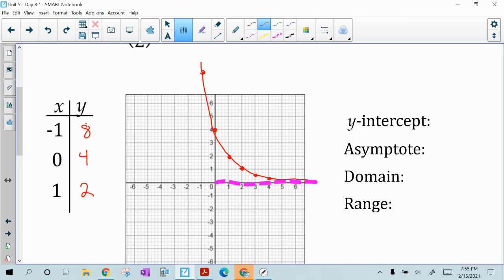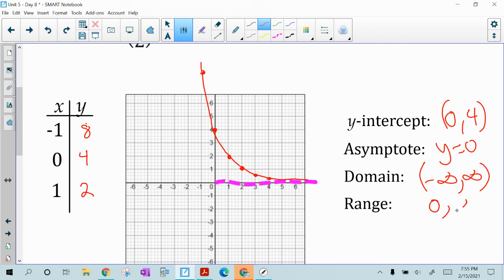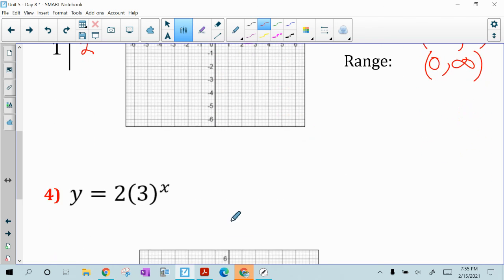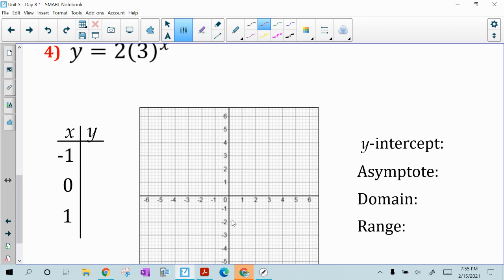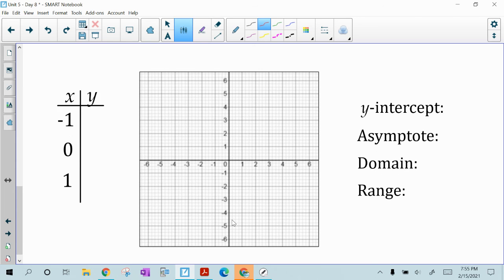All right, and then I can fill in some values. My y-intercept is still (0, 4). My asymptote is y equals 0. My domain is negative infinity to positive infinity, and my range is 0 to infinity. We could take the time to continue on this, but it's really not that exciting, and my guess is you're okay on that. If not, please feel free to ask me about this next time we're in class.